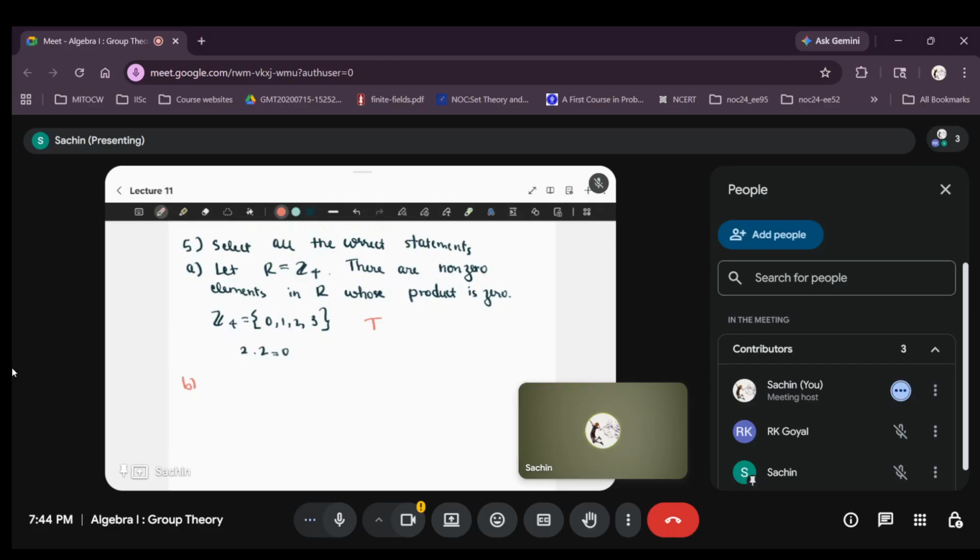Statement B is the same thing except that now instead of Z4 it says the same thing about Z5. Now is this true?